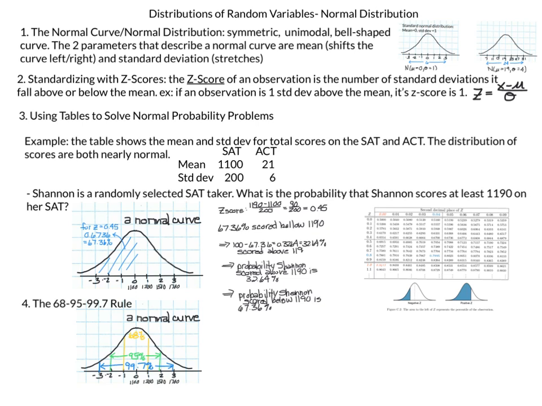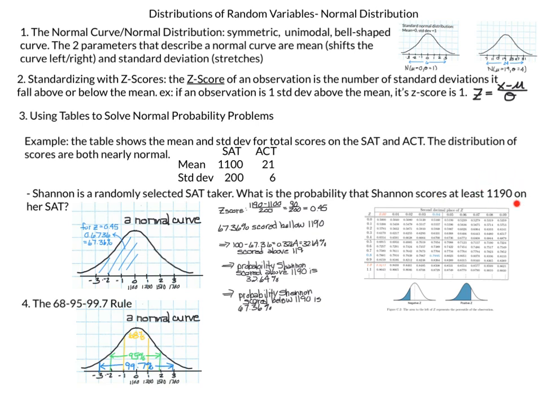In the main part of our video, we're going to work up to this example, but I am going to give you an overview of it. So this table here shows the mean SAT score is 1100 and the standard deviation is 200. If we select someone at random, Shannon, what is the probability that Shannon scores at least 1190 on her SAT?